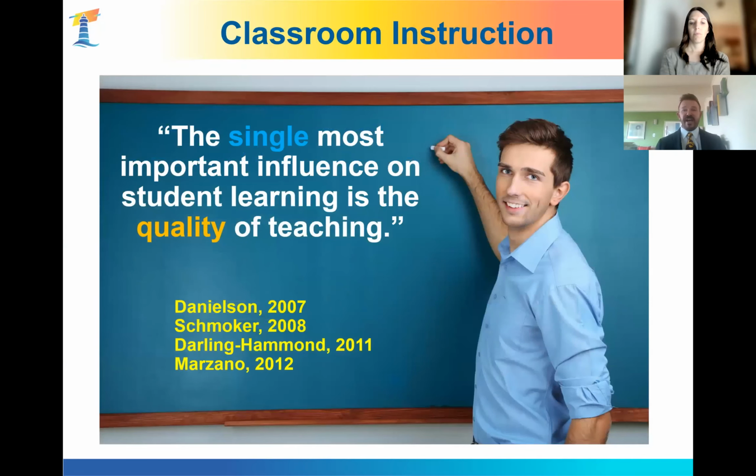So we know that the most important influence on student learning is the quality of teaching. This is really huge, and notice that it's quoted by Danielson, Schmoker, Darling-Hammond, Marzano, all of these talking about the single most important influence being the quality of teaching. The issue that I have with teaching is not just that we have best practices, but that we have replicable best practices. So what's really important about strategies is actually naming them.